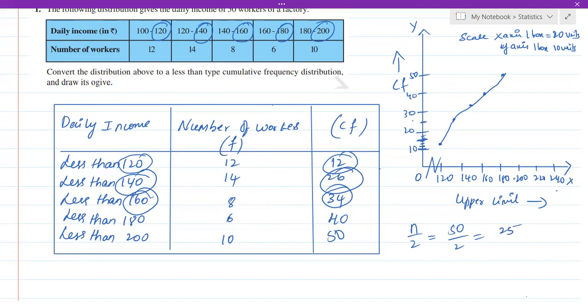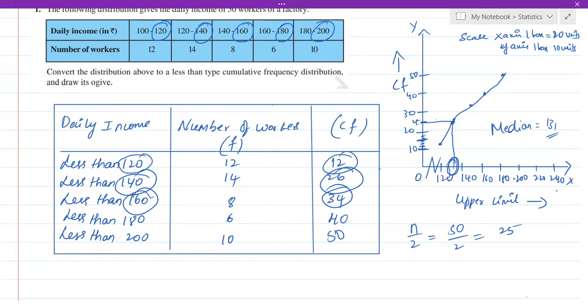At this 25, draw a horizontal line such that it meets the graph. So draw a horizontal line like this. Now if you observe the graph, the horizontal line meets the graph somewhere here. At that point, you drop that line. Whatever corresponding value you get here will be your median. So suppose it will be roughly around 130 something. I'm just roughly doing it. It's a rough diagram that I've plotted here.